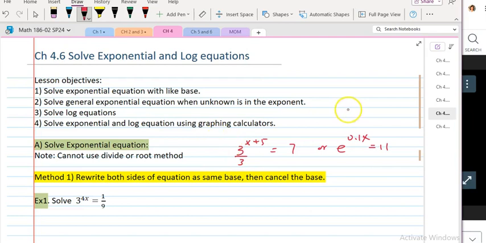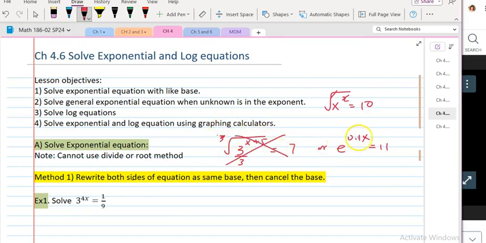And usually when we have x squared equals 10, I can take the root, and I have an x. But when I do a cube root here, I don't cancel the base either. So none of the old methods that we use would work. Dividing is wrong. Rooting is wrong.